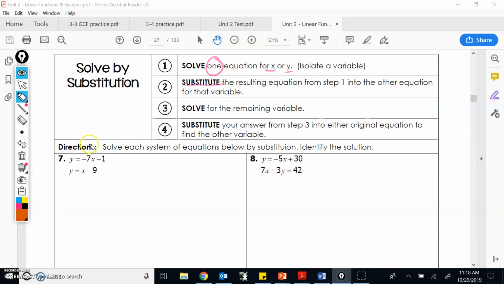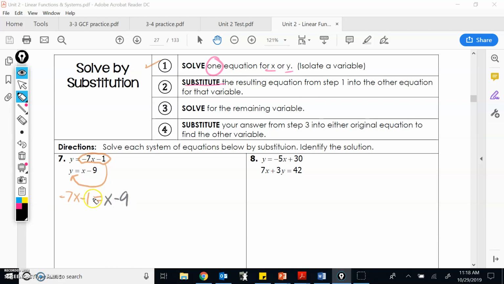Looking at number 7, both of these are already solved for a variable, but we only needed one of them, so it doesn't matter. So we don't have to worry about step 1. That's done. Then we're going to substitute. So I'm going to take the -7x minus 1, and I'm going to substitute it in for y into the other equation because that's what y equaled. Plugging it into the other equation, I get -7x minus 1 equals x minus 9.